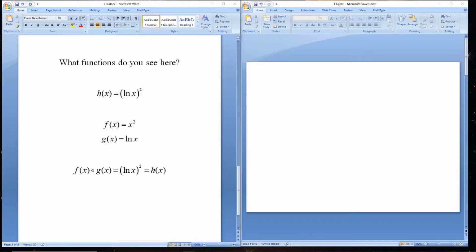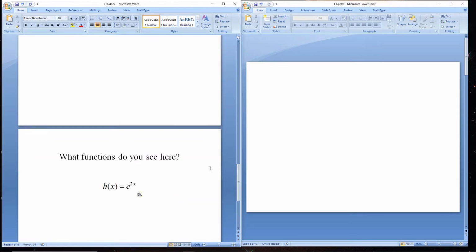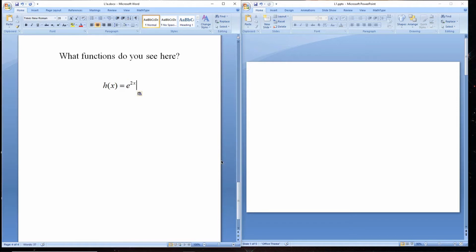So how about this one? What functions do you see here? Well, we have an exponential function, e to the x, and we have the power function 2 to the x. So 2 to the x is being inserted into e to the x.